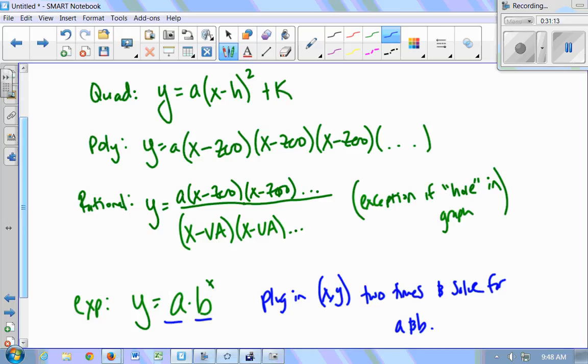Yeah, so you have to be given 2 points, like 0, 5 and 1, 10, something like that. Plug in the x for x and the y for y, and then you'll have a system of equations you can solve for a and b.